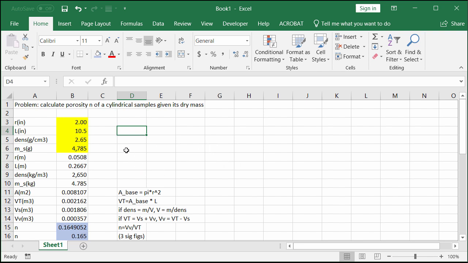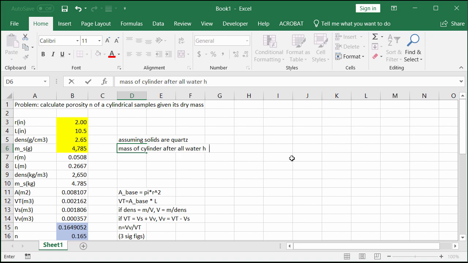I might make a comment here saying, let's see, the density. I might make a comment here, assuming the solids are quartz. Remember I said that in the first part. And this I might say, this is the mass of the solids, the mass of the cylinder after all water has been driven off. Just to make that really clear, that's what I'm doing here. Is there anything else?